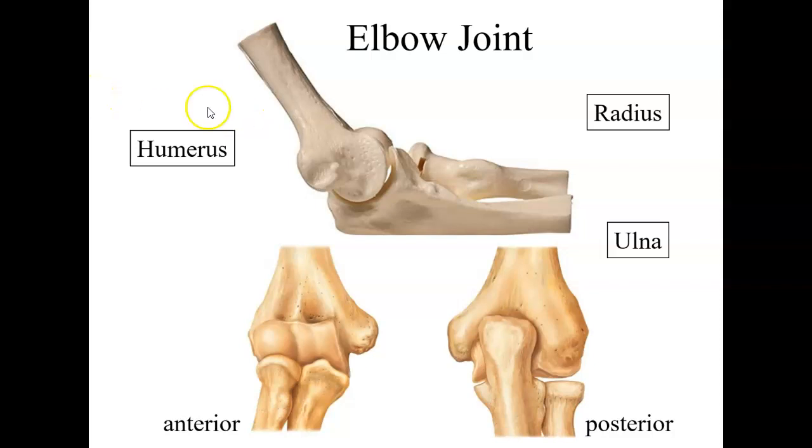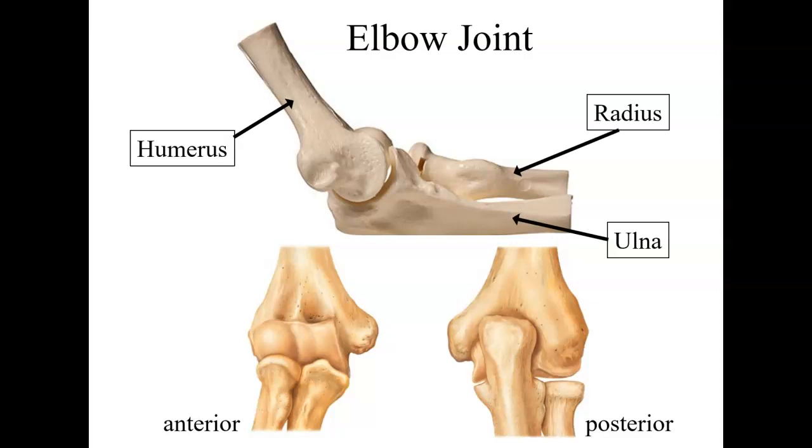This particular joint is known as a hinge joint because the bones will move together in a hinge-like fashion. And the elbow joint is made of three articulating bones. We have the humerus, we have the radius, and we have the ulna. So these are your articulating bones that come together.